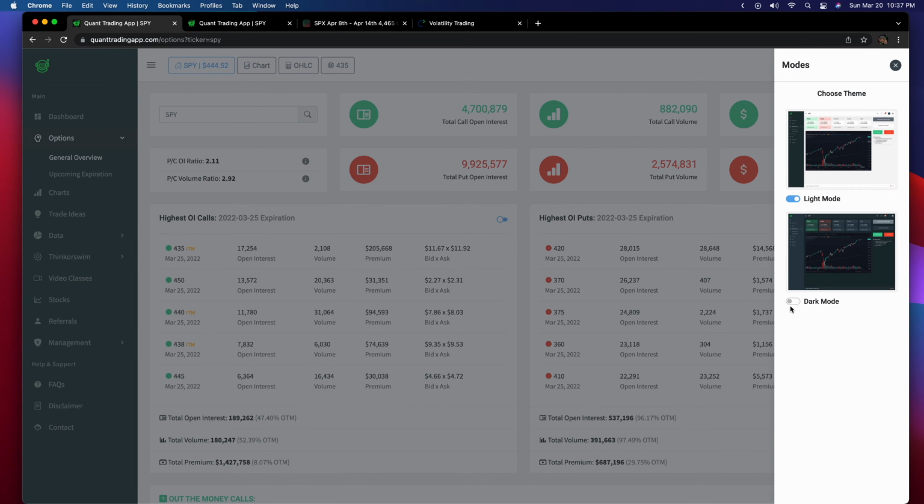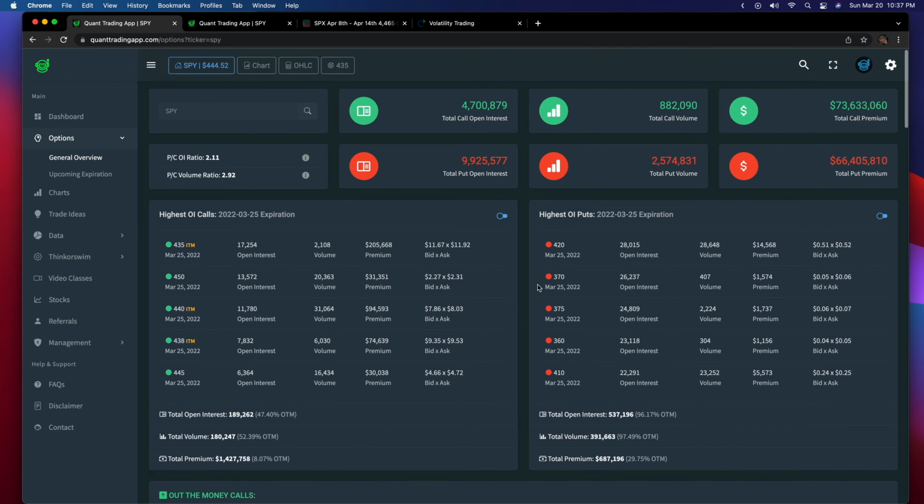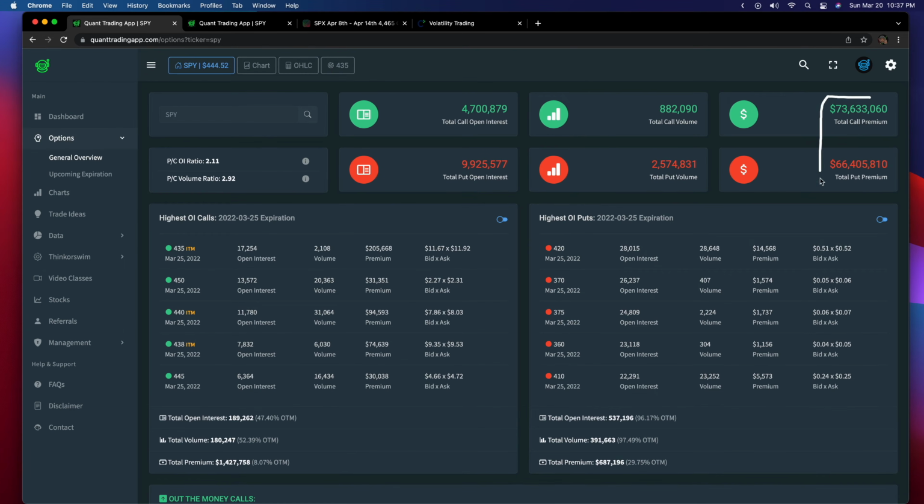Let me just make this dark mode for a second here. What we're looking at is the entire premium for the SPY. You guys can see that at this point, this is no longer insanely imbalanced. About a week ago, this was over 130 million, if I remember correctly, and on the call side there was probably 30 million in calls. So there was $100 million in premium imbalance in the SPY going into a quarterly options expiration.